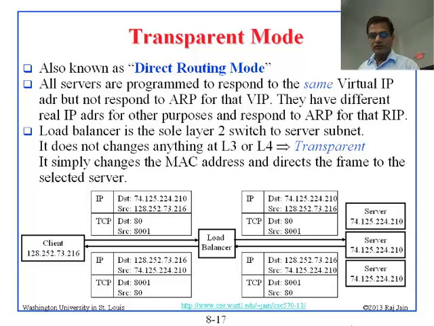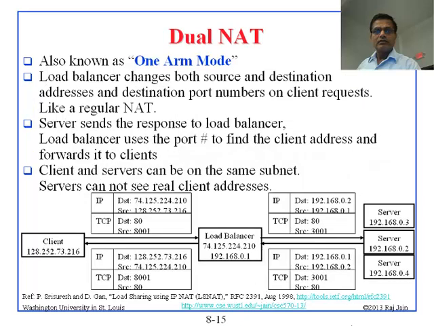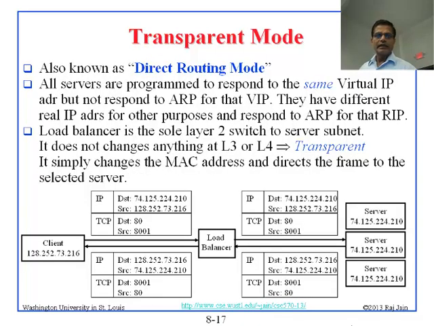Now, that should make it clear that each of these methods has a problem. And this one relies on the MAC address, etc. Now, they have alternate names: one ARM mode, routed mode, and direct routing mode.